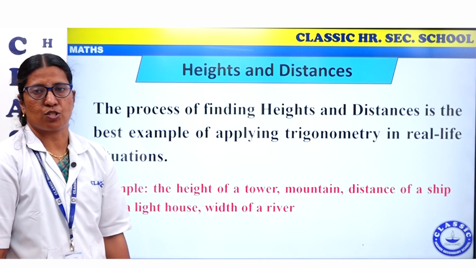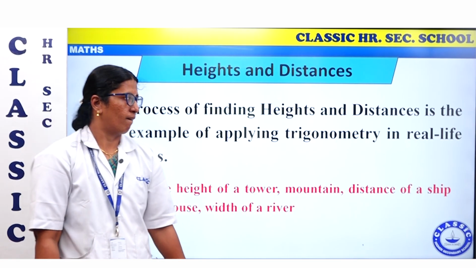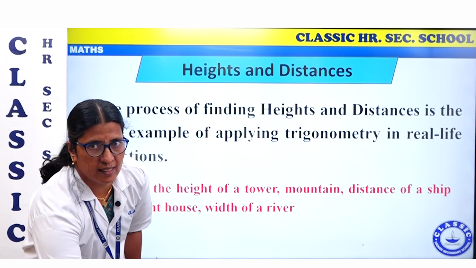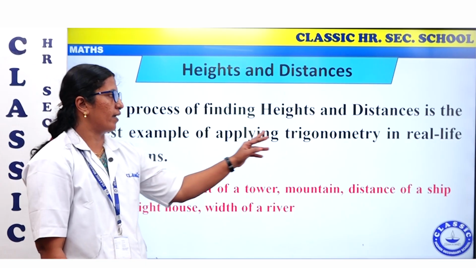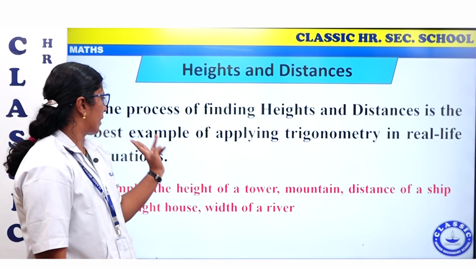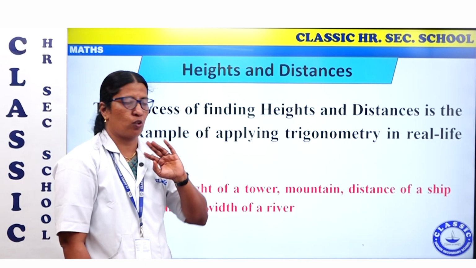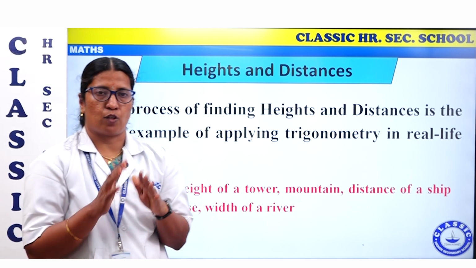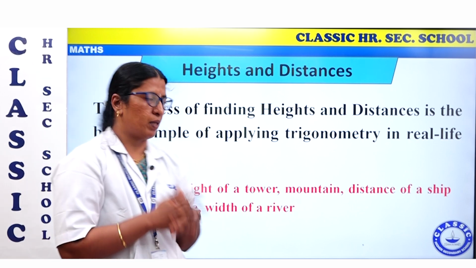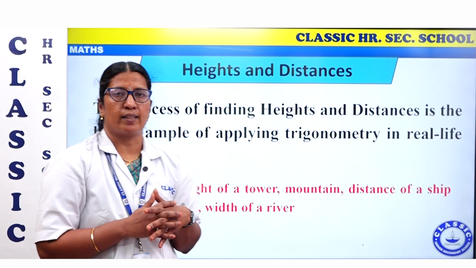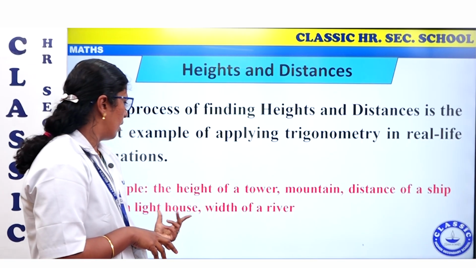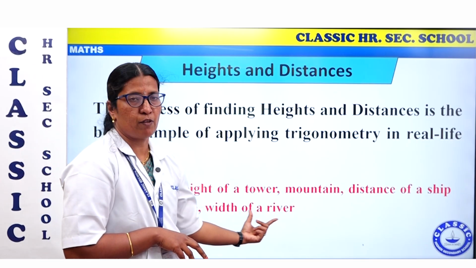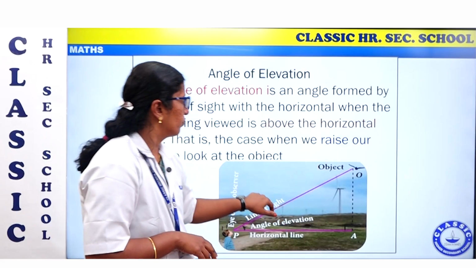Next, height and distance. What is the concept of height and distance? The process of finding height and distance is the best example of applying trigonometry. So for height and distance we can apply the trigonometry concept. Let us see the examples: height of a tower, a mountain, distance of a ship from a lighthouse, width of a river. These are examples for you. Let us see the problems.